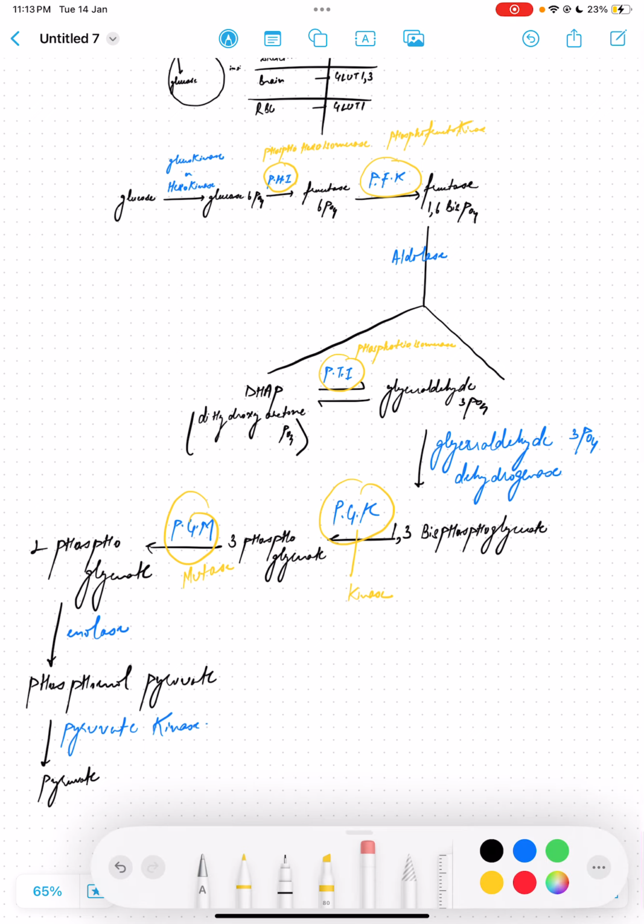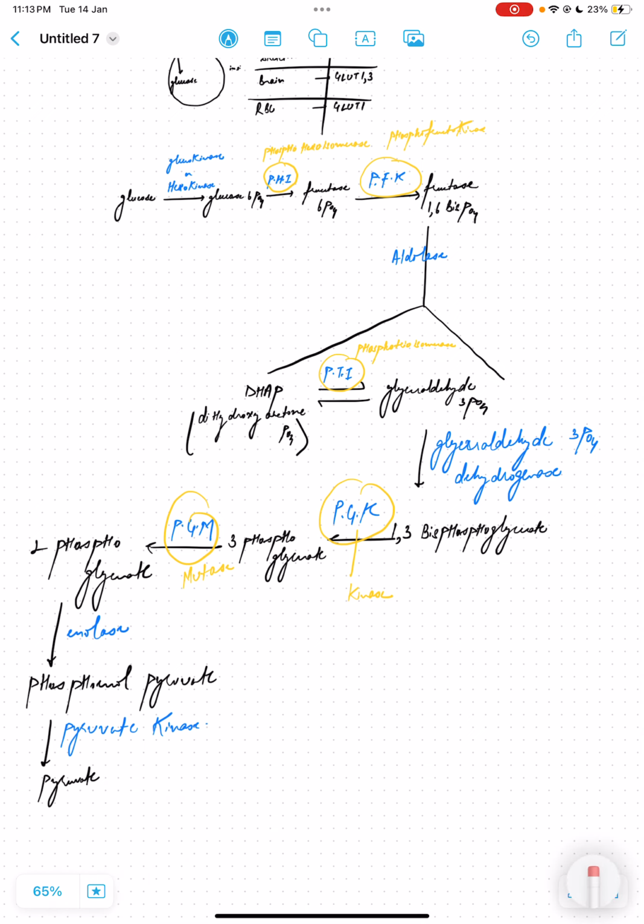Firstly, remember the steps, then it will be easy for you to remember the enzymes. First of all, glucose is converted to glucose 6-phosphate. Glucose 6-phosphate is converted to fructose 6-phosphate.